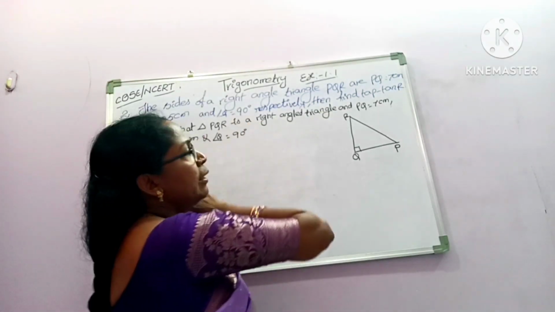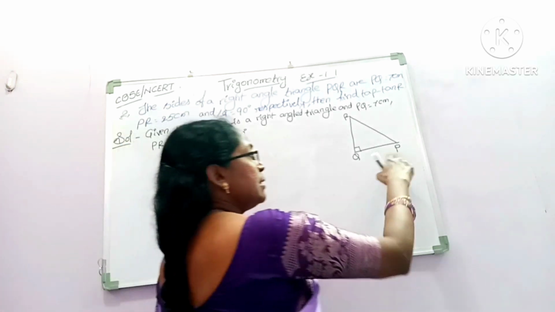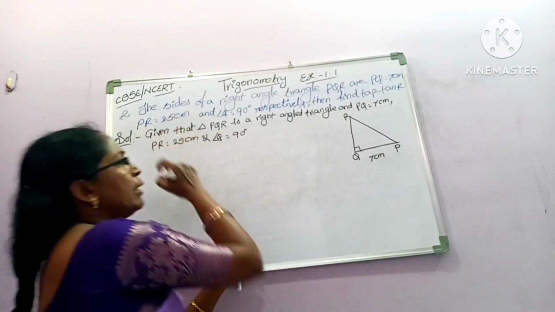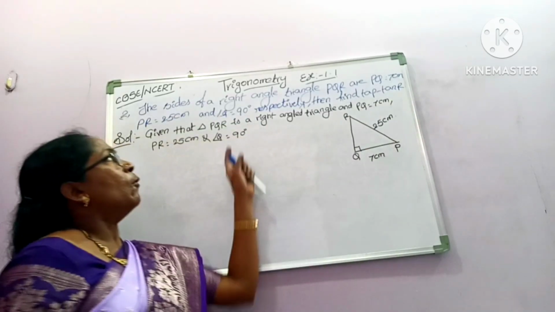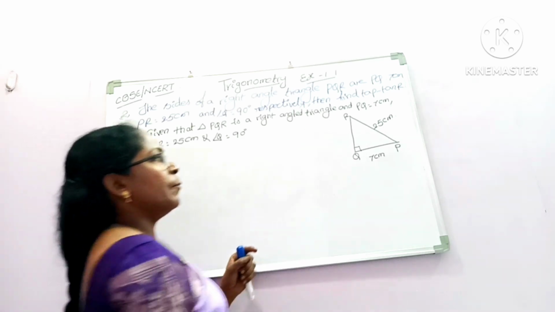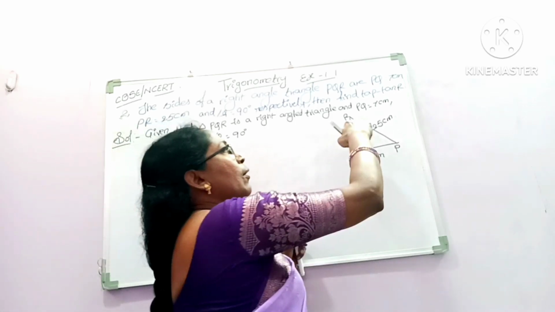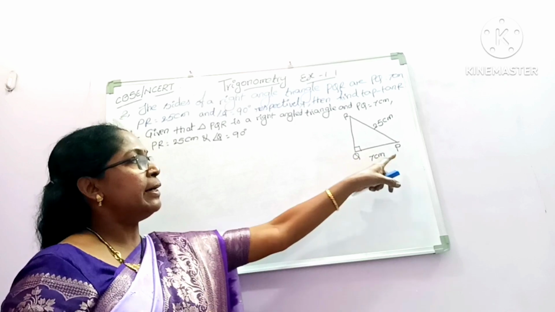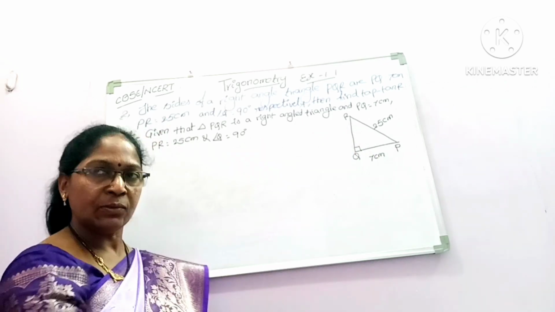So in this right angle triangle, two sides are given, where PQ equal to 7 centimeters. This is PQ, this value is 7 centimeters, and PR equal to 25 centimeters. Now you have to find out tan P minus tan R. One time you have to take P as the reference and the second time R as the reference. Tan P and tan R individually you have to find out, later you have to subtract.